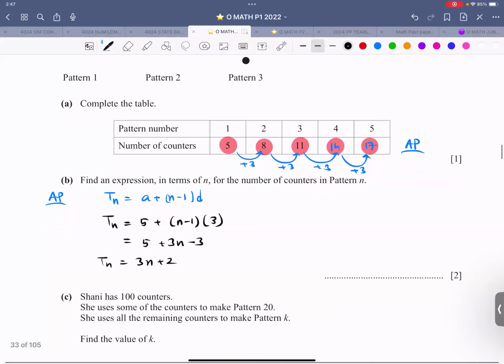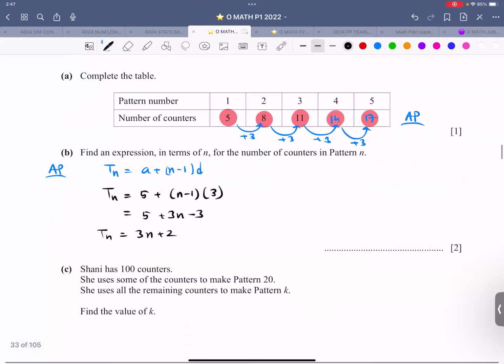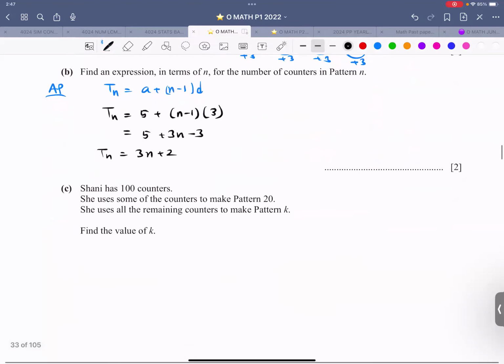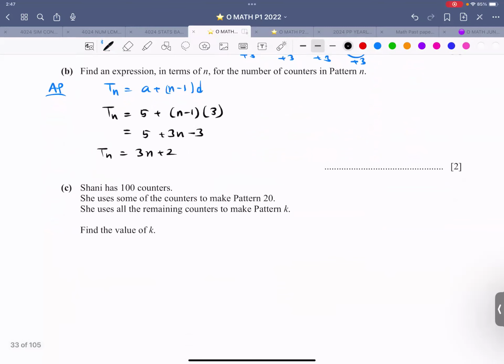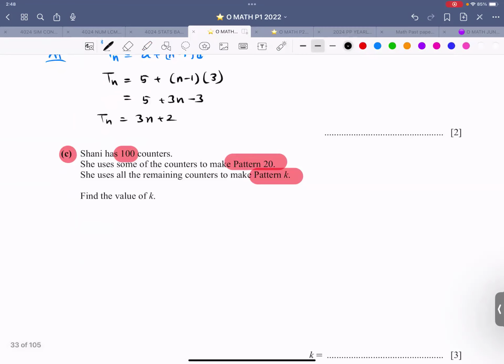Now in part C, it says Shani has 100 counters. So this person is Shani. She uses some of the counters to make pattern 20. She uses all the remaining counters to make pattern K. Find the value of K. Nice question. So first of all, when n is 20, that's the diagram number, T20 is 3 into 20 plus 2, 60 plus 2 is 68.